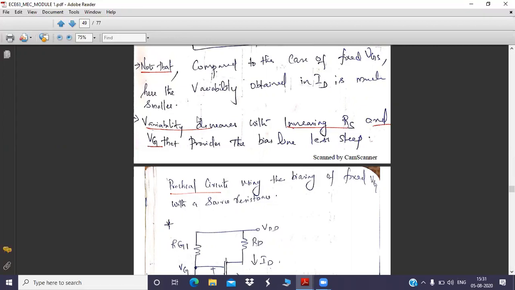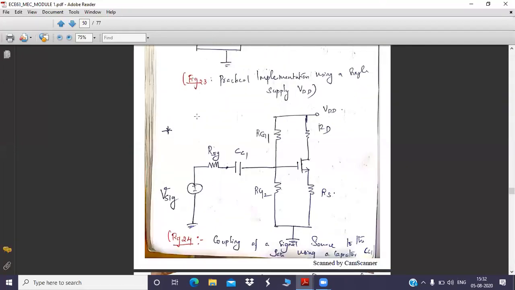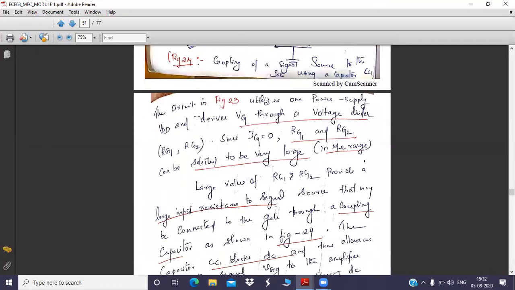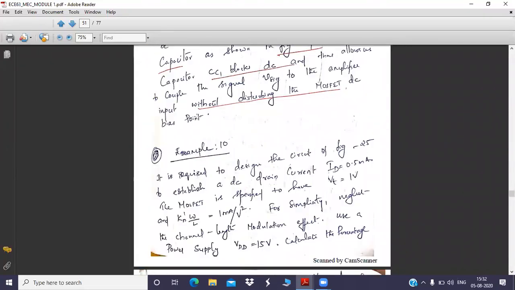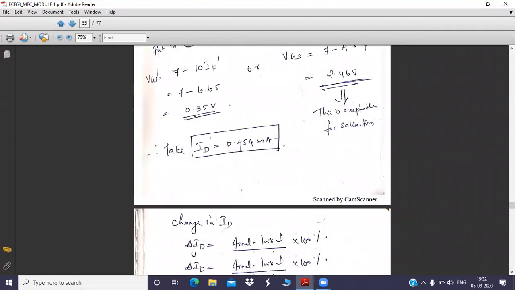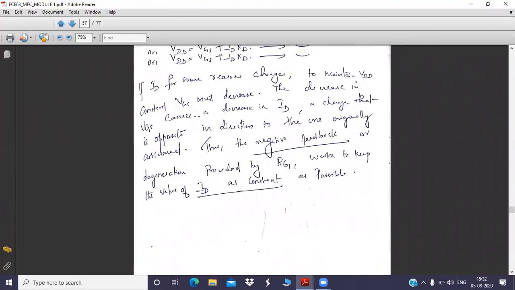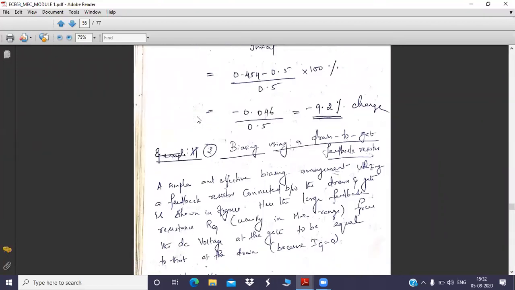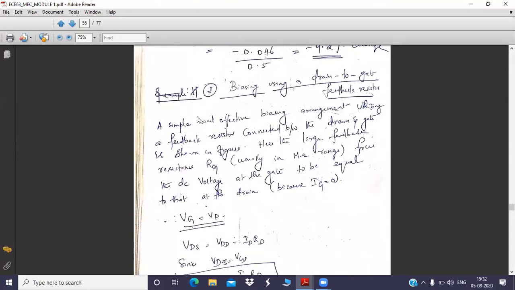Okay, I hope it is clear. So that is with respect to the second biasing technique. These you can leave. Now I'm going to the third biasing technique. Yeah, this is the third bias technique.